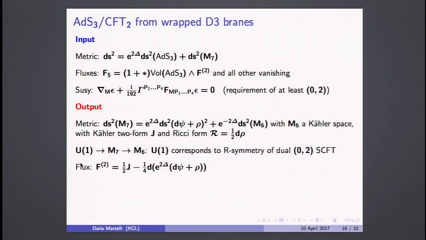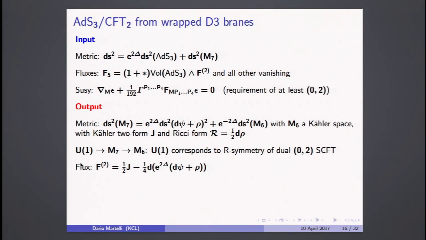Right, the output of the analysis after several pages of calculations is that you get the most general form of the metric on this seven-dimensional unspecified manifold, and this turns out to be a fibration with some warp factor on a base which is Kahler, so it's equipped with the two-form, the Kahler form, and has a Ricci form related to this rho, the one-form that appears in the metric. So that's the structure, a U(1) bundle over this Kahler manifold, and this isometry corresponding to the d by d psi Killing vector corresponds to the R symmetry of the dual conformal field theory. For those of you who have seen similar things in the context of, say, five-dimensional Sasaki-Einstein manifolds, this is very similar, although it's a bit more complicated, actually. Also, one gets the explicit form of the five-form flux, which is encoded in a two-form here, right?